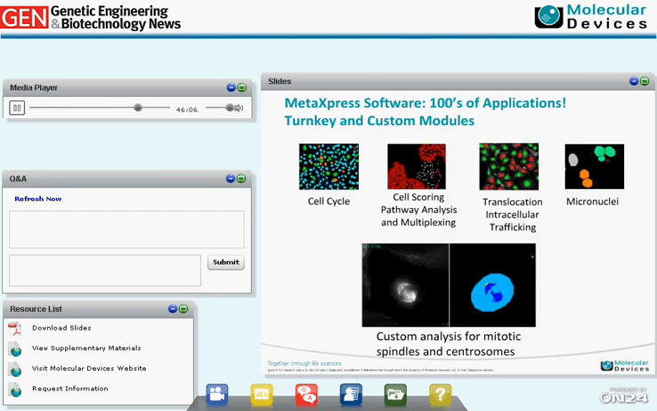This next slide illustrates some examples of our pre-configured turnkey application modules, ranging from the most common cell scoring type assays to cell cycle measurements to measuring toxicity endpoints with our micronuclei assay. These can be multiplexed to address hundreds of applications. And again, our custom module editor allows for unrivaled flexibility to build your own custom modules to address questions that fall a bit outside of our pre-configured modules' capabilities, as we see in the example here, where we've multiplexed measurements of mitotic spindle morphology with centrosome counting.